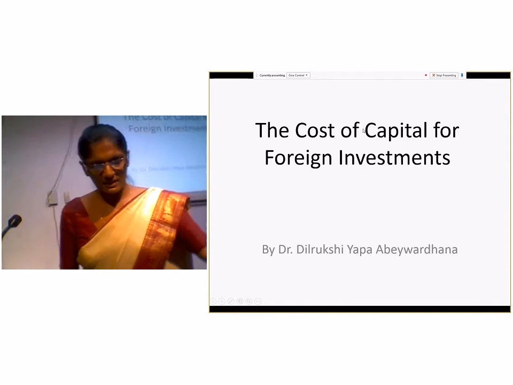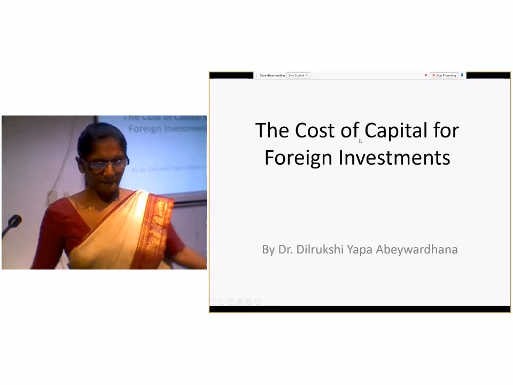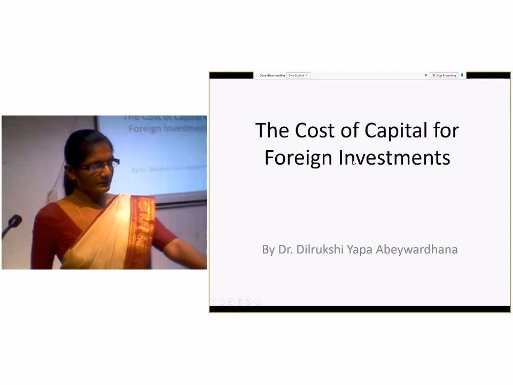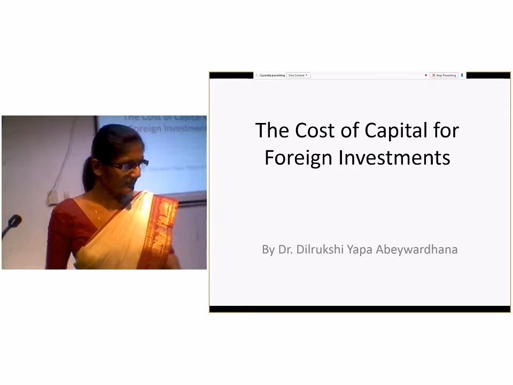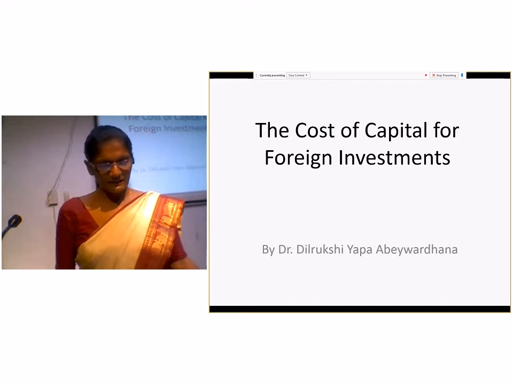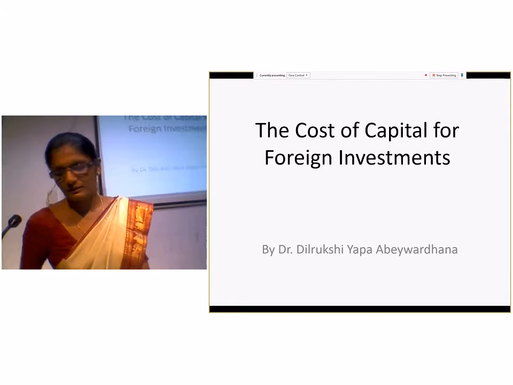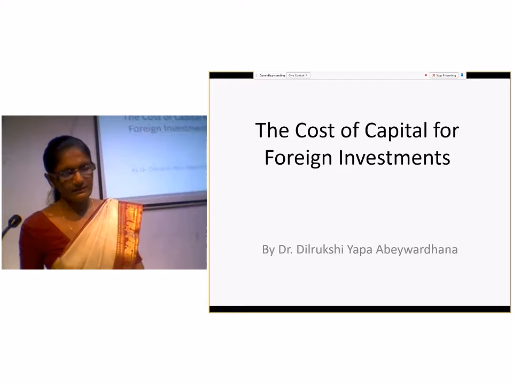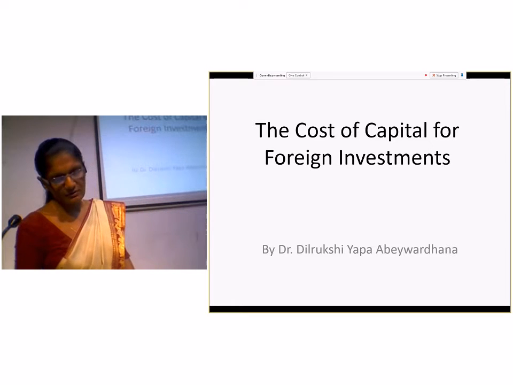Right. So today I'll be starting cost of capital for multinational companies. As you have already done cost of capital for domestic firms, we have very simple adjustments to do to calculate the cost of capital of multinational companies. The objective is to calculate, as we did in the cost of capital under corporate finance, the cost of capital of multinational companies using cost of equity and cost of debt capital. And if there are any retained earnings of the MNC, we have to consider the cost of retained earnings as well.